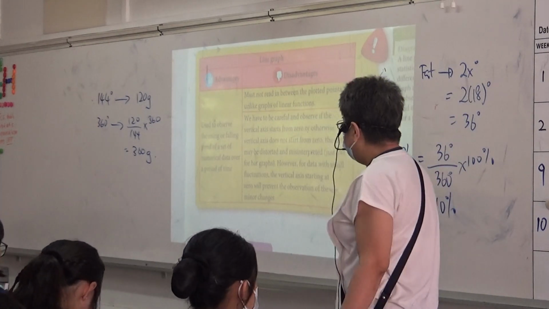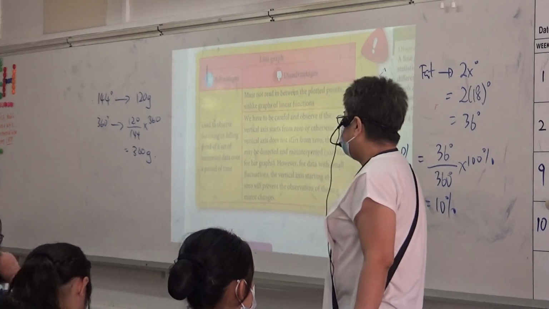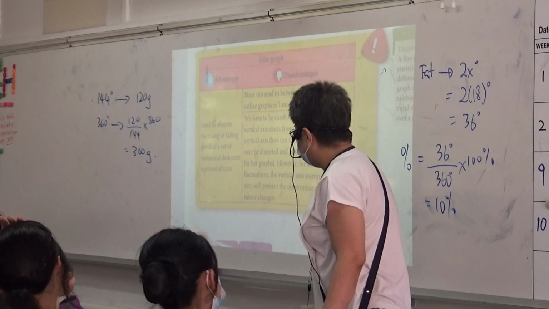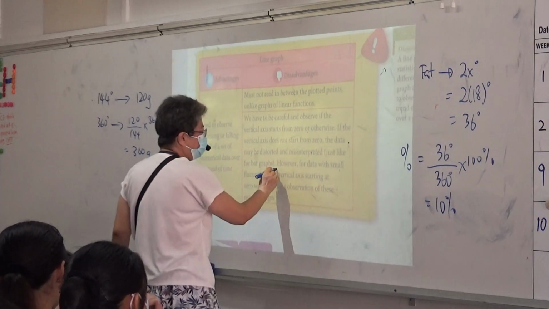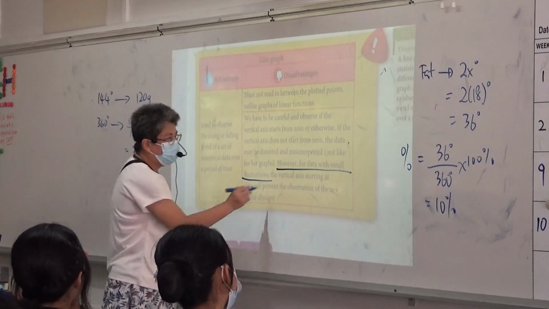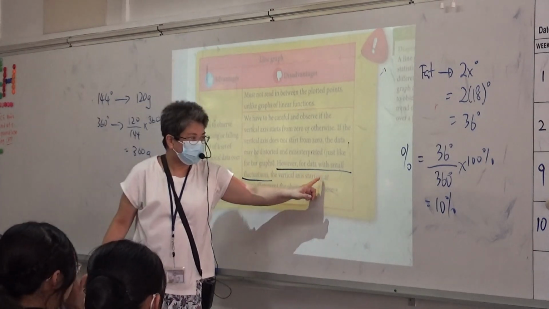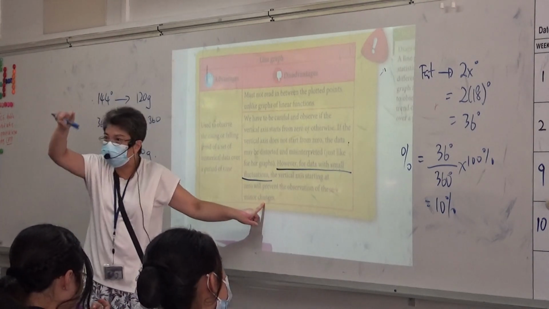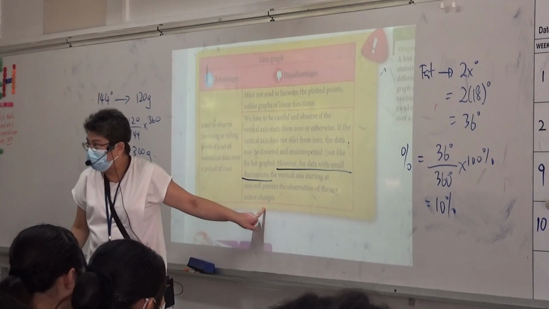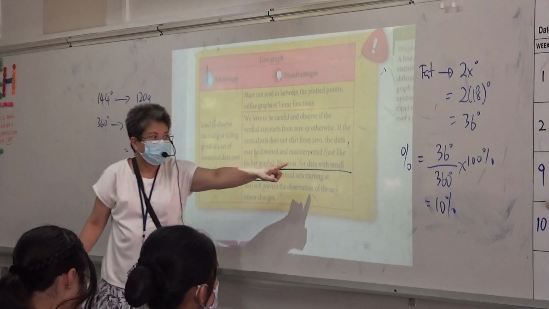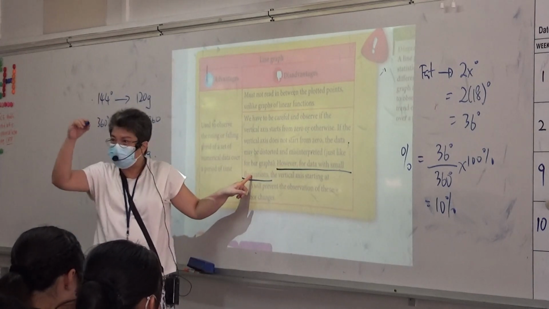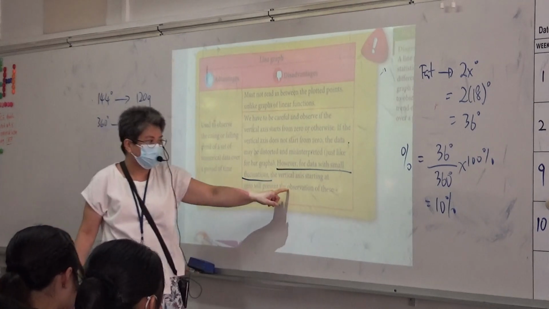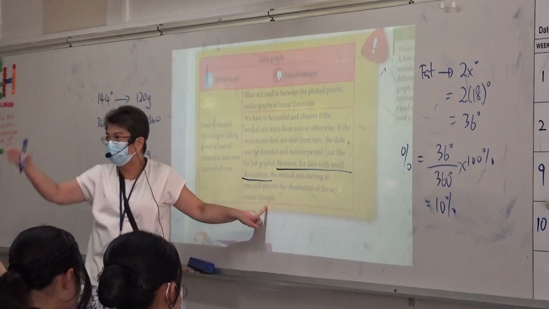However, for data with small fluctuations, the vertical axis starting at 0 will prevent the observation of these minor changes. Let's take a look at this. Remember I told you it looks like a straight line? Correct. Okay, let's get going again. With small fluctuations, like 37 to 7.5, the vertical axis starting at 0 will prevent observations of these minor changes. It will not be that pronounced.